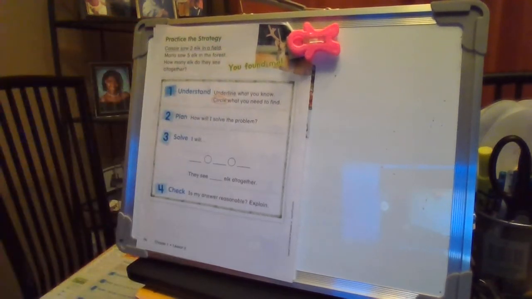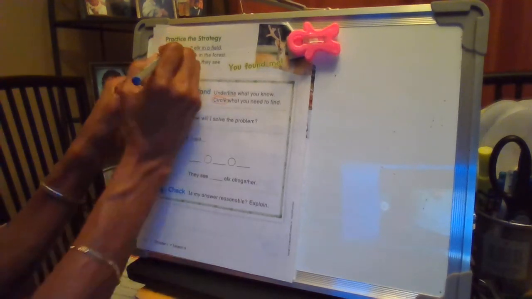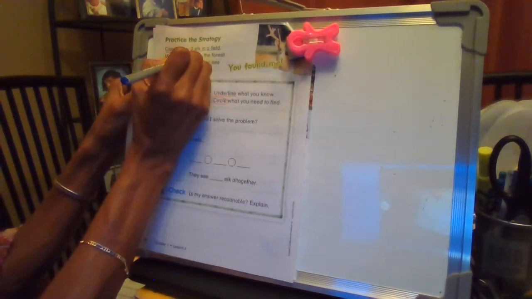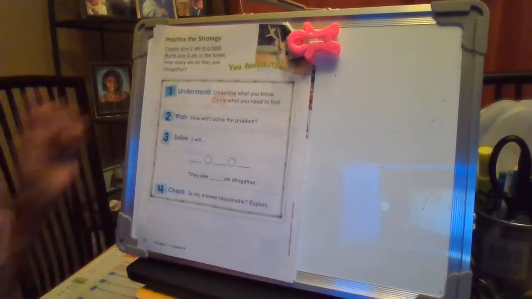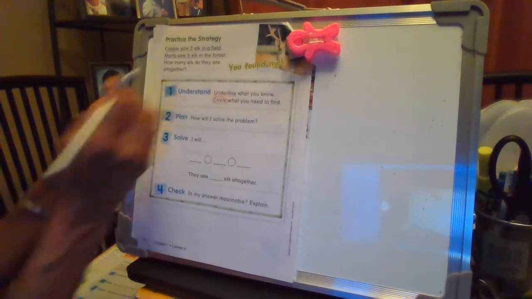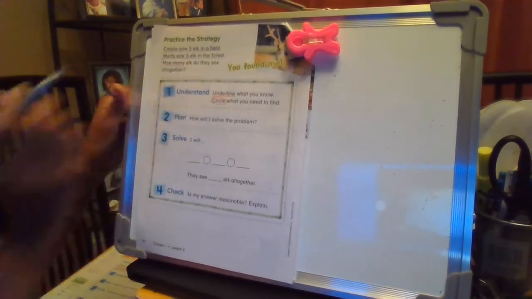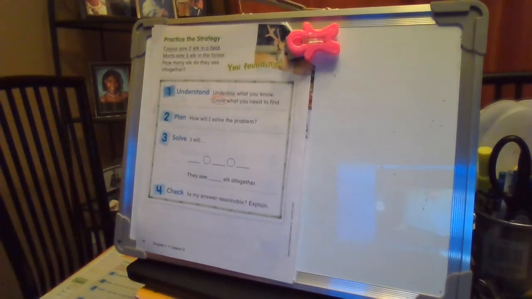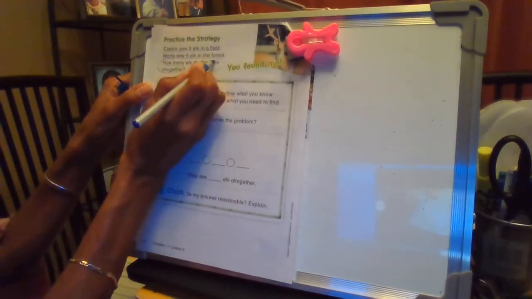Okay? What else do I know? Well, Marta saw 5 elk in the forest. So we're going to underline that sentence. Okay? Then it says to circle what you need to find. It's always our how many question. How many elk do they see all together? So I'm going to circle that whole entire sentence.